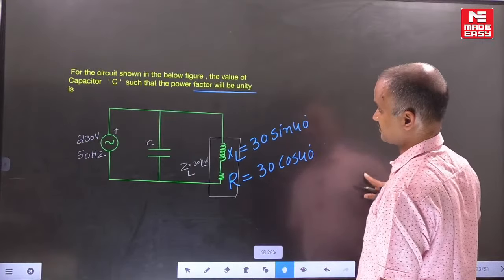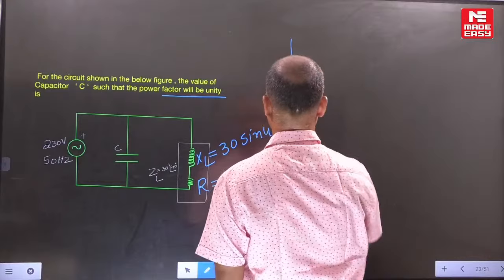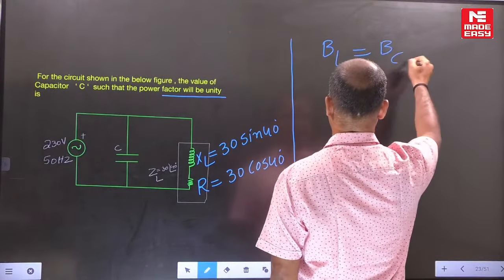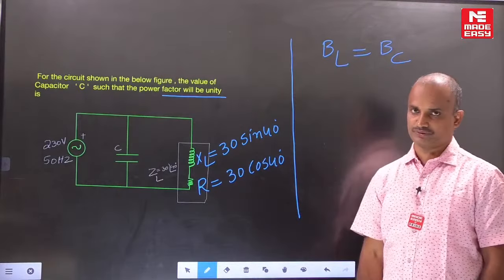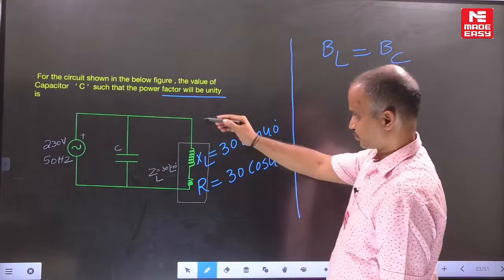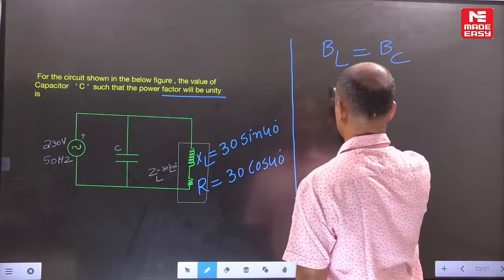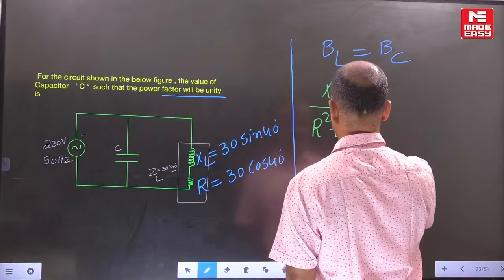He is asking the C value at unity power factor. Unity power factor means resonance condition. Now for a parallel circuit with any combination, under resonance condition, BL should be equal to BC. In branch 1, a combination of elements is present. Whenever a combination of elements is present, the BL formula is XL by R square plus XL square.